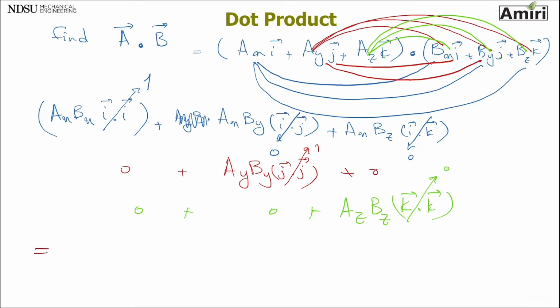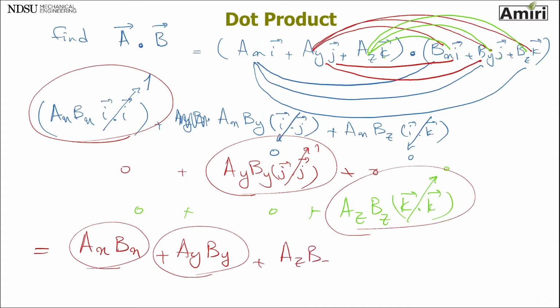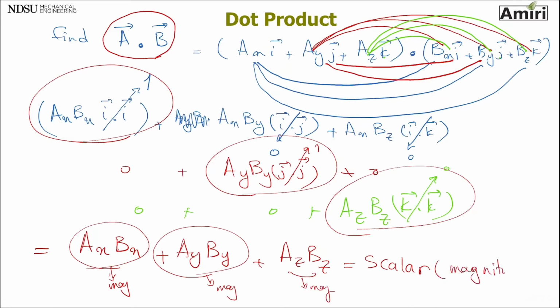plus 0, plus 0. So therefore, A dot B equals AX, BX, plus AY, BY, plus AZ, BZ. Makes sense, because vector dot vector equals a scalar. I don't see any IJK or any vectors anywhere. These are just magnitudes, magnitudes, and magnitudes. So the result of this is just a number, a scalar, a magnitude.